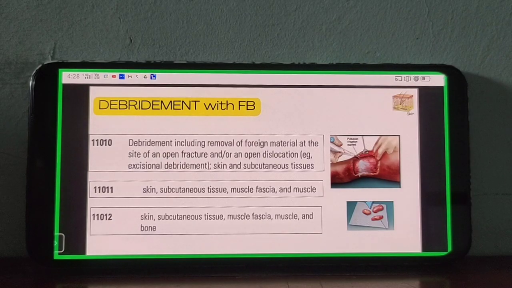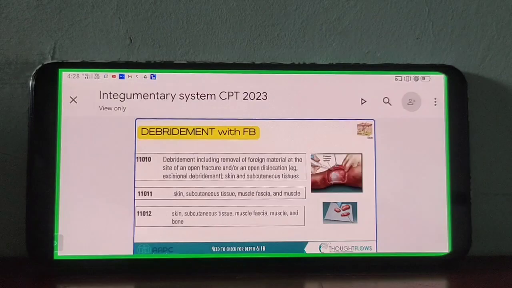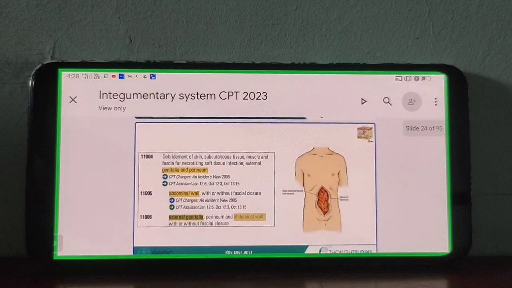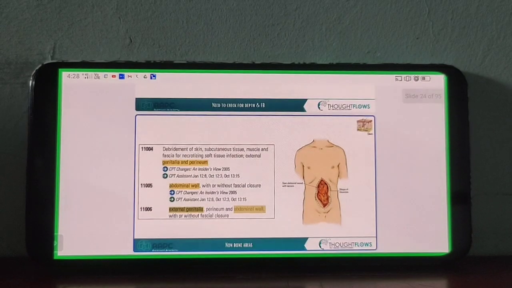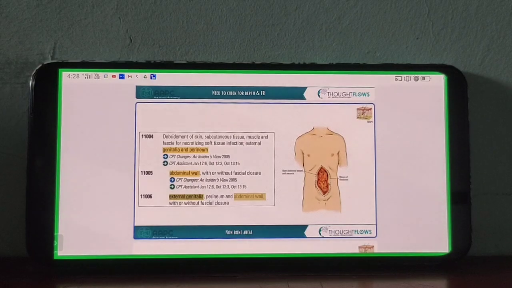So this code section is for debridement with foreign body removal at the open fracture and the dislocation. And this code section is for debridement at the non-bone area. For the location of genitalia and perineum, go for 04. Abdominal wall 05. All of the above means go for 06: external genitalia, perineum, abdominal wall.